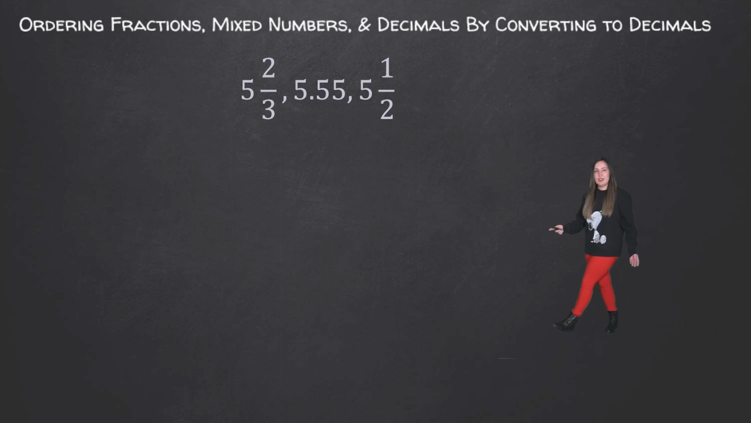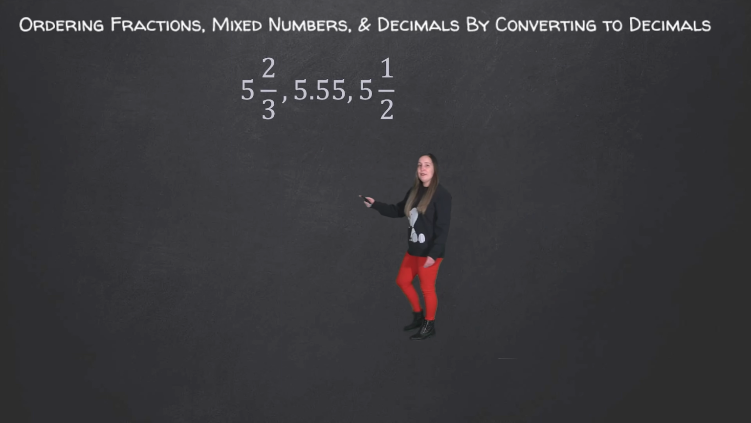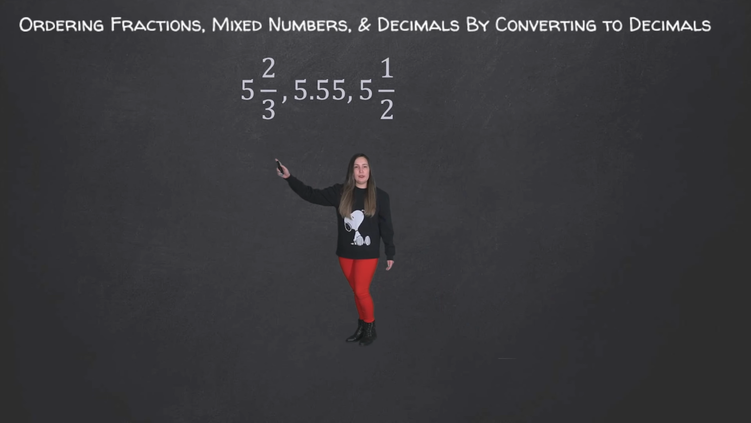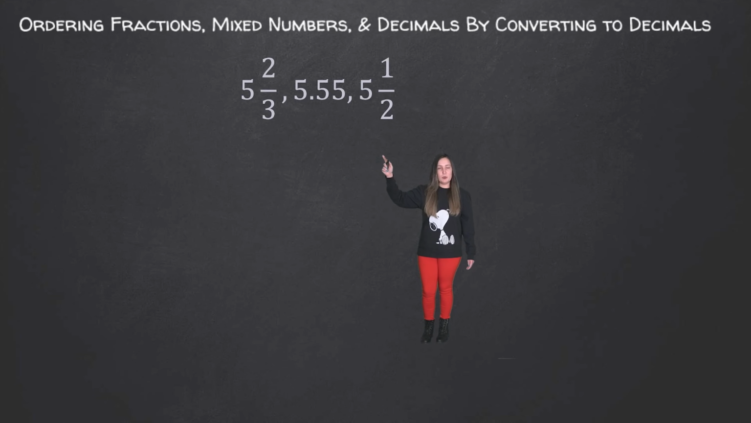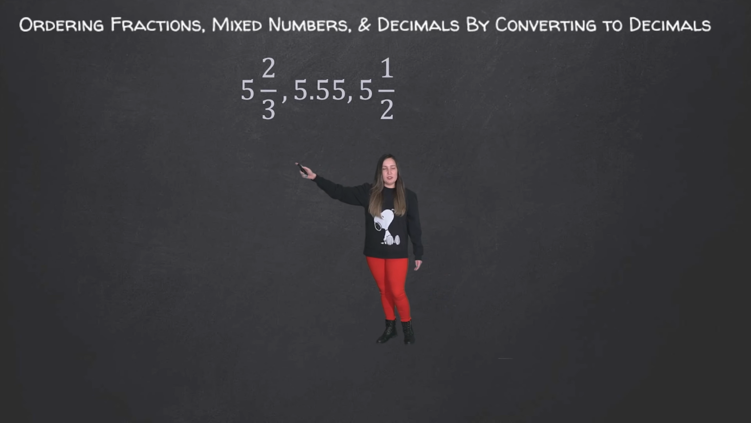So let's do another example. We have 5 and 2 over 3. We have 5 and 55 hundredths. And we have 5 and 1 over 2. Now, for 5 and 2 over 3, we have a mixed number.